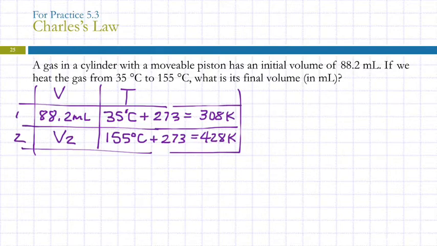Okay, so we've got our stuff all identified here. We're using volume and temperature, so we need the Charles law expression: V1 over T1 equals V2 over T2.